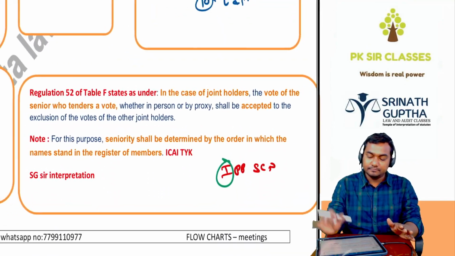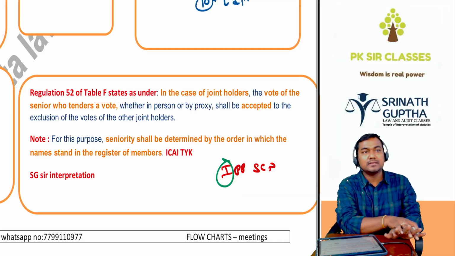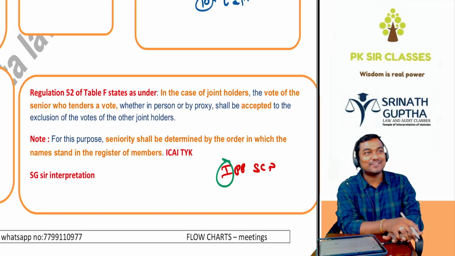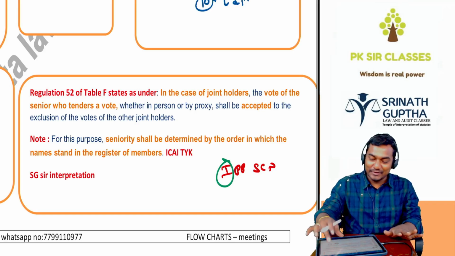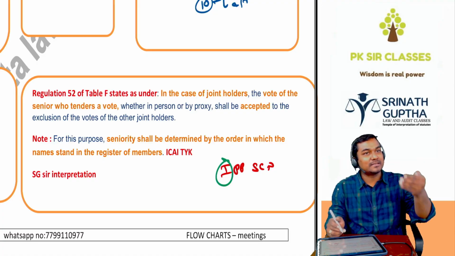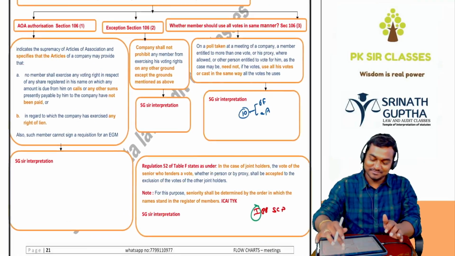Next. In case of joint shareholders, the voting right is decided by seniority. That is, the person whose name appears first in the register of members will exercise the voting rights of the member. Decided by the seniority. That is, the person whose name appears first in the register of members will exercise the voting rights. This one.